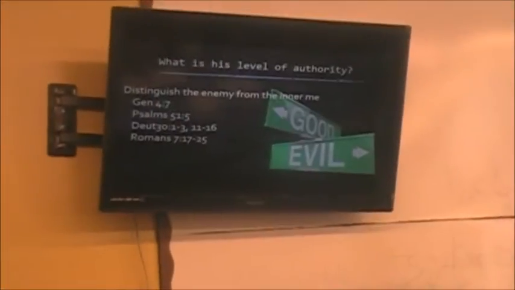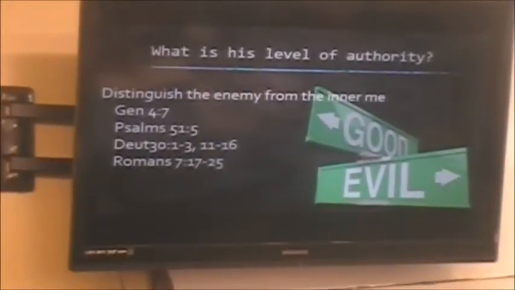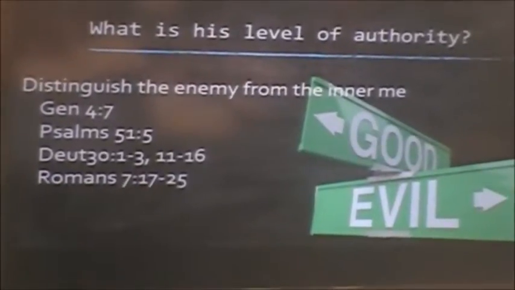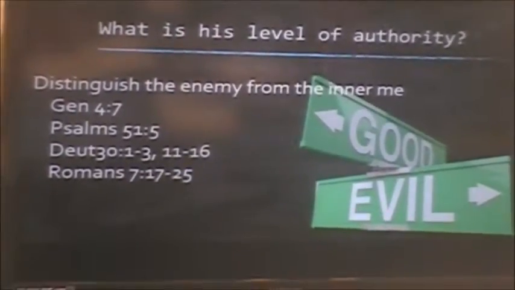What is sin? Transgression of the law. Breaking of the law. Right? Going past, transgress. To trans, you go beyond. So let's go to Psalms 51 and 5 and look at how David put it. Psalm 51 and 5 says, "See, I was brought forth in crookedness, and in sin my mother conceived me."